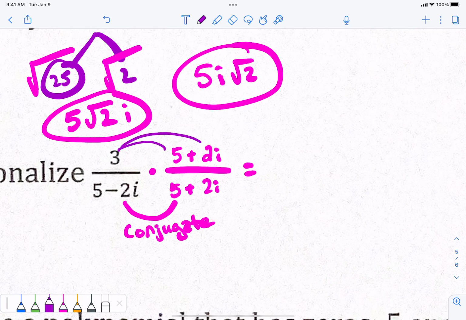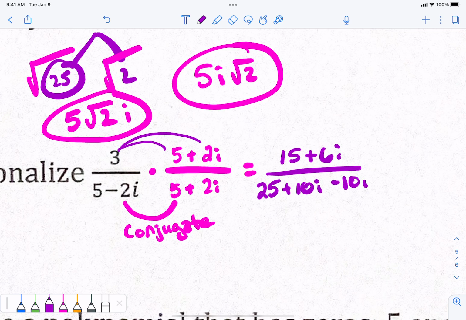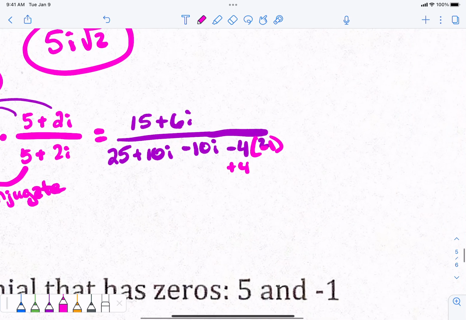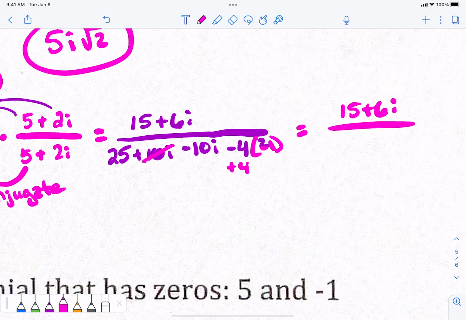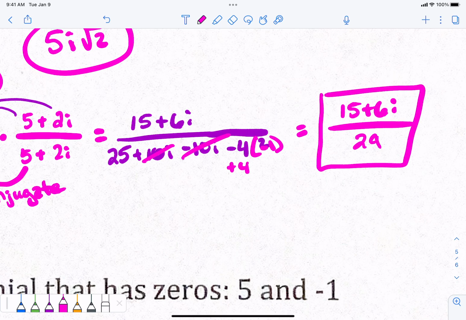All right. So 3, we just distribute the 3 through. So that's 15 plus 6i. On the bottom, 25 plus 10i minus 10i. If you don't want to write those middle 2 pieces down, you don't have to. Negative 2i times positive 2i makes negative 4i squared, which will make that plus 4. Okay? All right, so 15 plus 6i on the top. On the bottom, the 10s cancel out, so this is 29. Anything reduce? No. 29 is prime. If that was 27, then you could divide everything by 3.